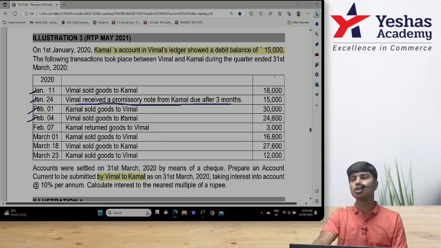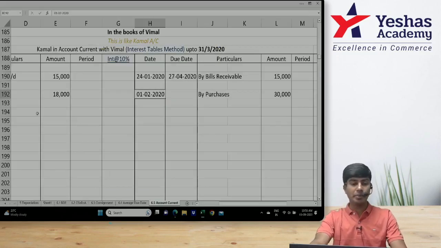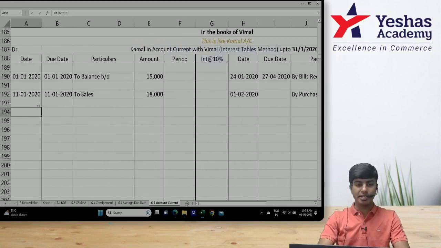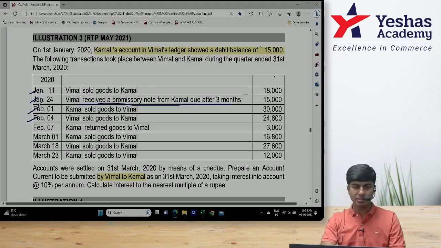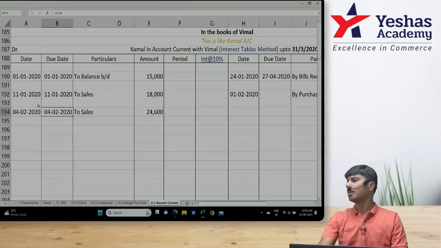February 4th. Vimal sold goods. So for Vimal, it is sales. Kamal account debit to sales. Shall I write on the debit side here? To sales. How much? 24,600 on 4th of February. Have they given any due date? Same date.